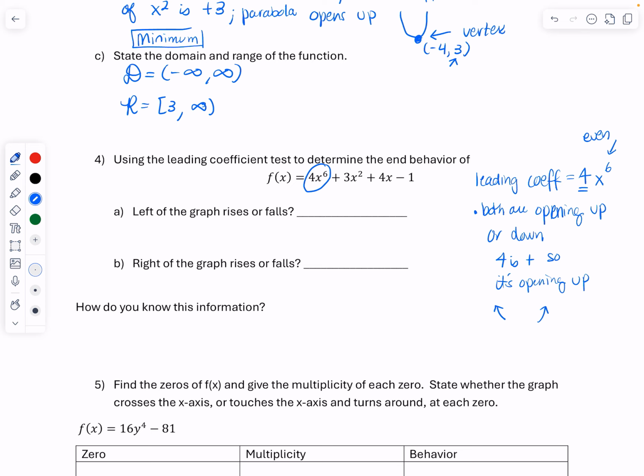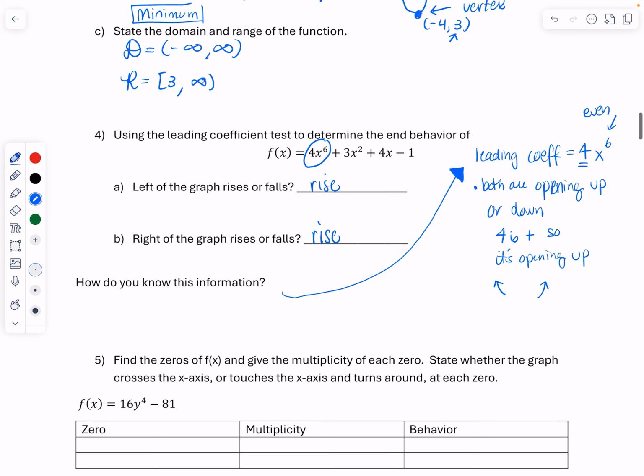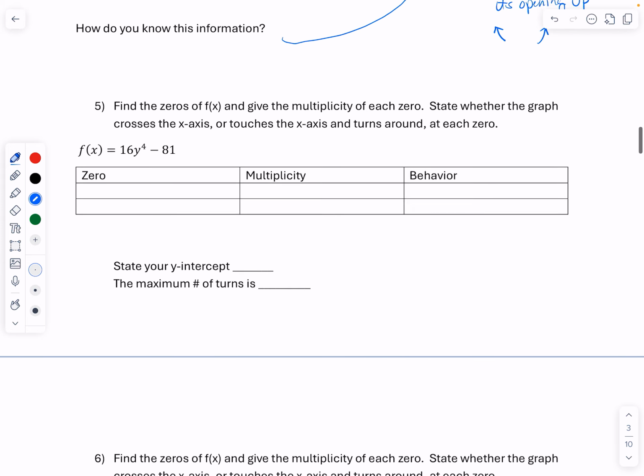Okay, so the left of the graph is going to rise and the right of the graph is also going to rise. And again, how do I know this information? Because I used the leading coefficient and found the power to be an even power of 6. 6 is even. And then I did further exploration by looking at the leading coefficient of 4. 4 is positive, so they both are opening up in both directions. Okie dokie. That was 3 and 4.